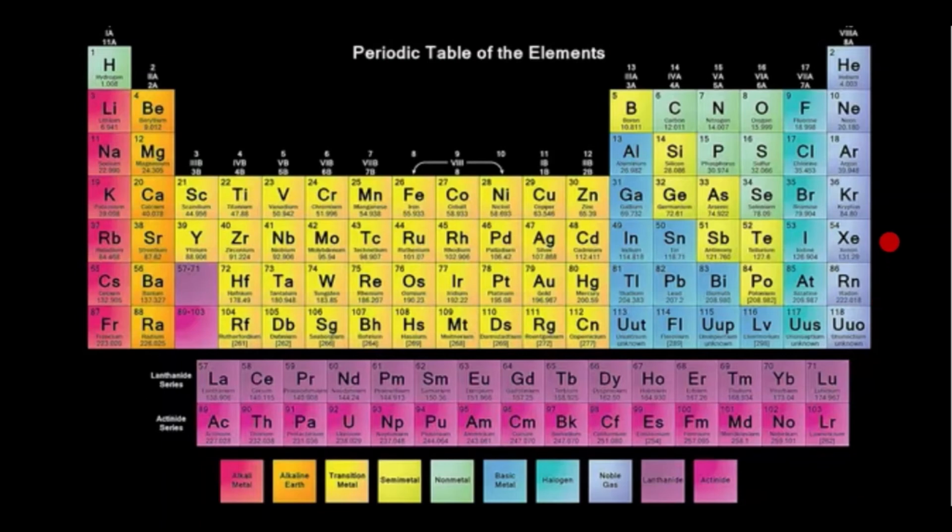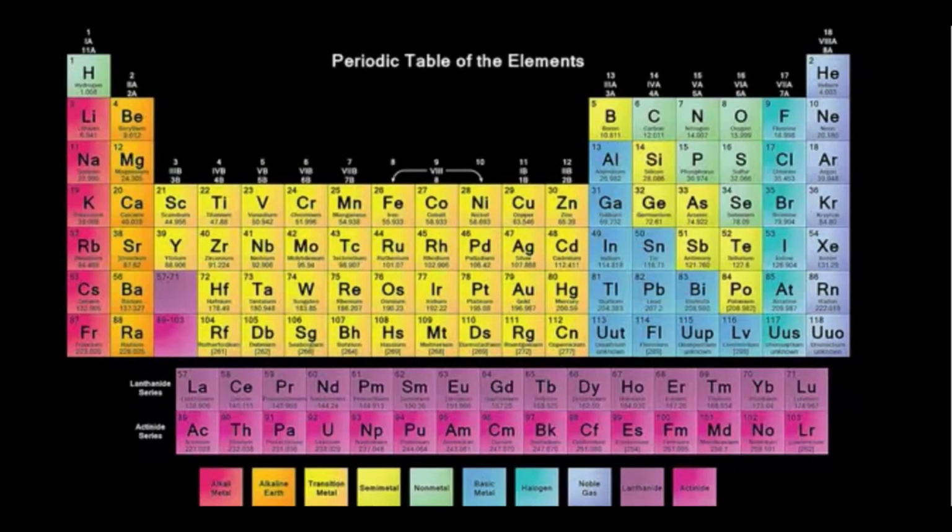Elements having similar valence shell electronic configuration have been placed in the same group in the periodic table. We know chemical properties depend upon the valence shell configuration. So all the elements present in the same group of the periodic table, since they have similar valence shell electronic configuration, have the same chemical behavior. That's why they have similar chemical properties.